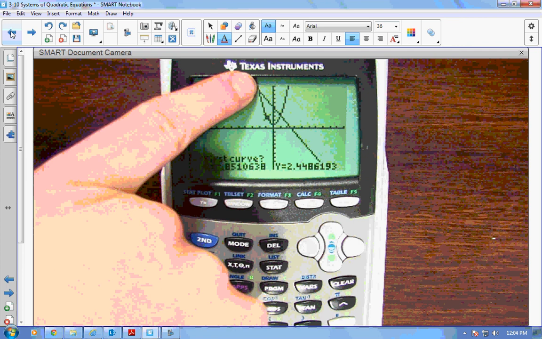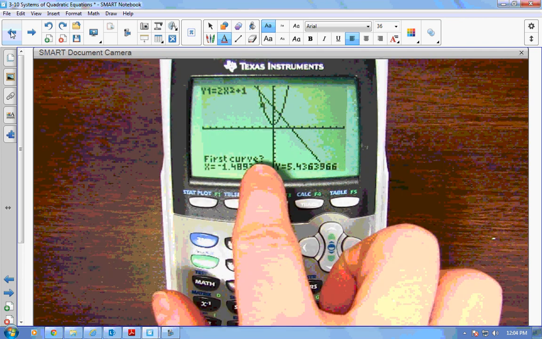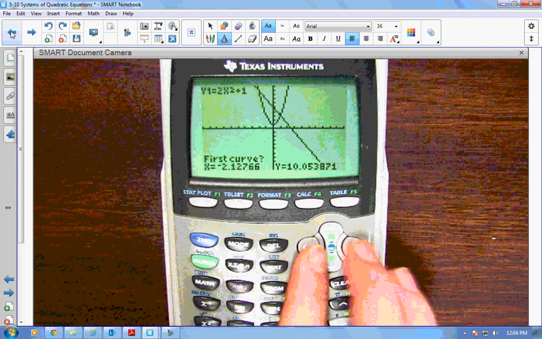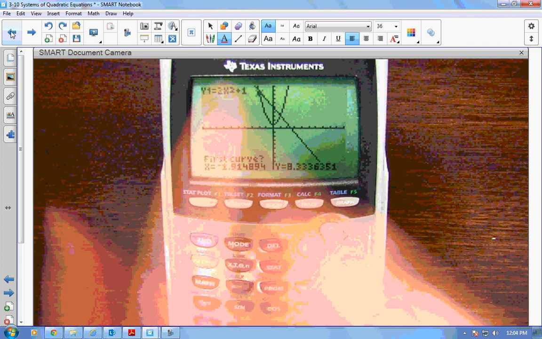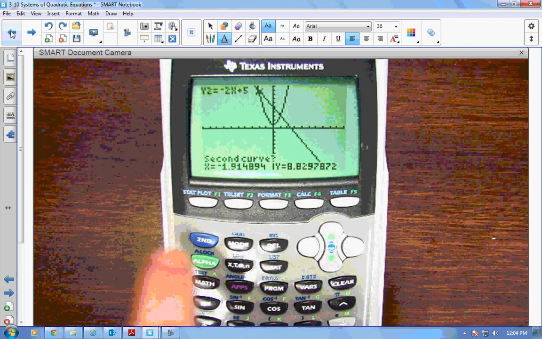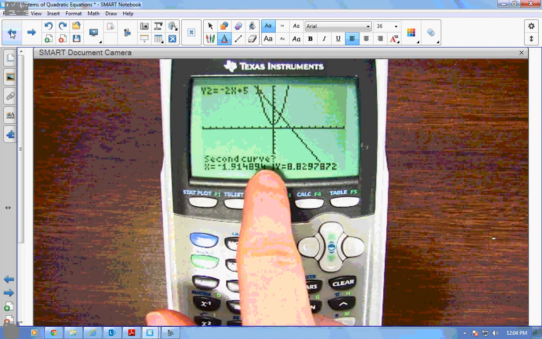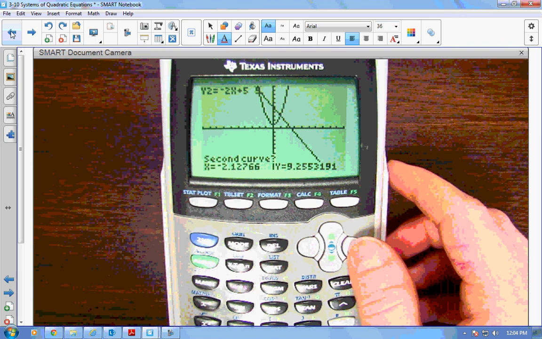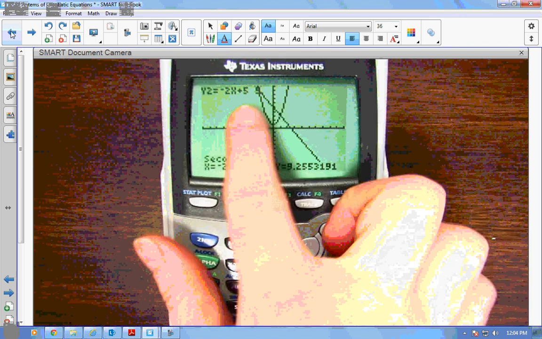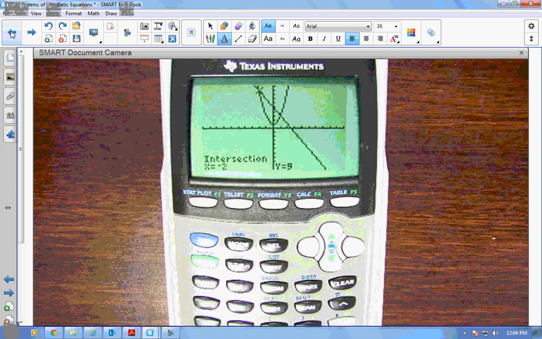I'm going to arrow over until, see at the bottom of your screen it says first curve? I'm on the first curve, and I want to arrow over until I'm as close as possible to that intersection. Once I'm as close as possible, I hit enter. And it changes to second curve. Now, second curve means my little bug is now on the linear line. So I want to move left and right until I'm on the intersection as close as possible. I hit enter again, and now it says guess. I hit enter for a 3rd time. So essentially you hit enter 3 times.